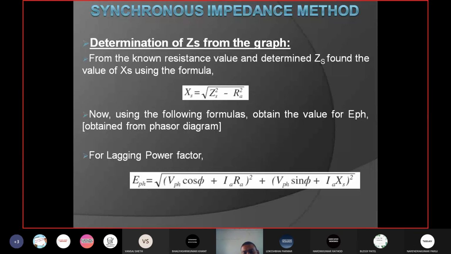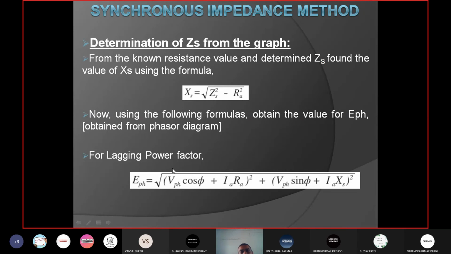Now, how can we calculate the E phase, or we can say E0? We have a formula for lagging power factor. E0 or E phase is equal to the square root of (V phase cos phi plus IA RA) whole square plus (V phase sin phi plus IA XS) whole square. Using this formula, we can find the value of no load induced EMF or no load voltage, that is E0 or E phase. This formula is for lagging power factor.